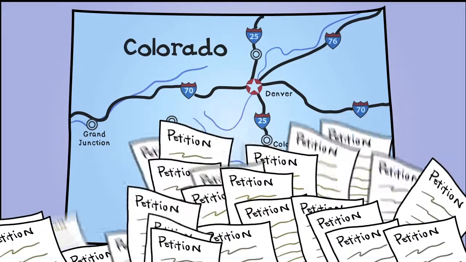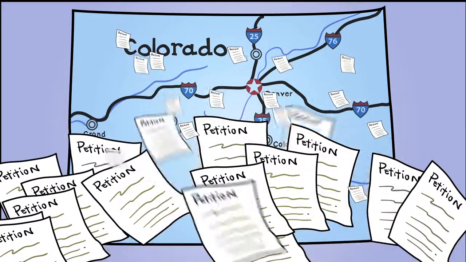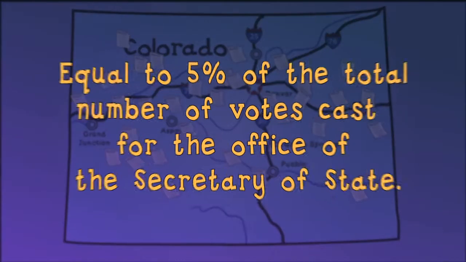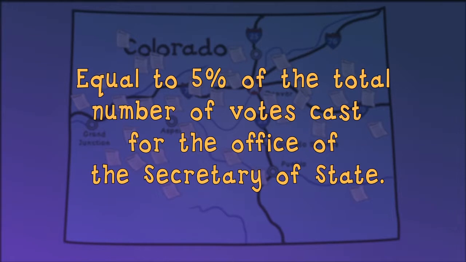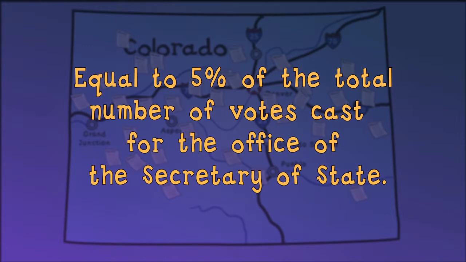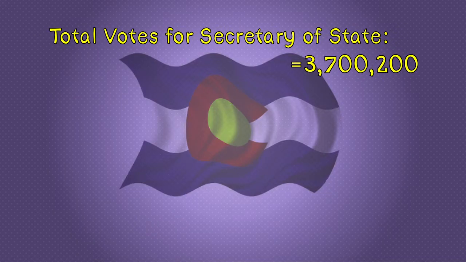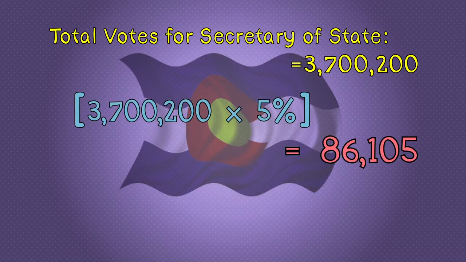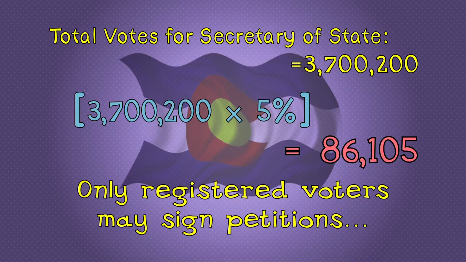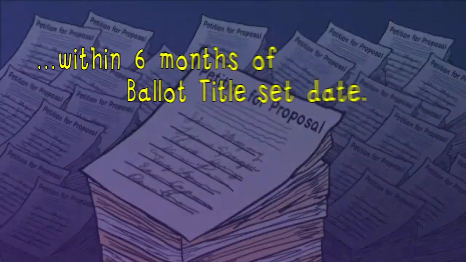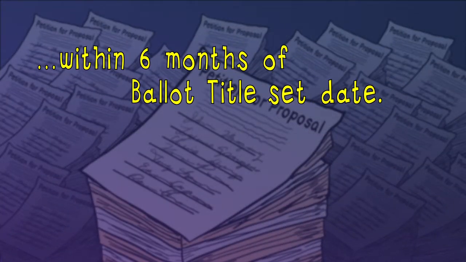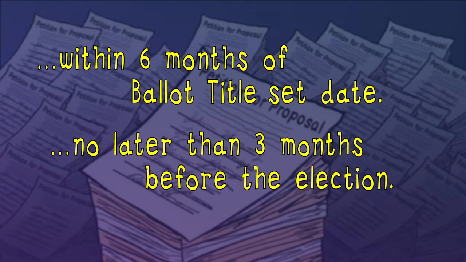Petitions may now be printed and circulated throughout the state to obtain the required number of signatures, which is equal to 5% of the total number of votes cast for the office of Secretary of State at the most recent election. For example, as of 2012, 86,105 valid signatures are required for a proposal to move forward. Only registered Colorado voters may sign petitions. Signed petitions must be submitted to the Secretary of State within 6 months from the date that the ballot title was set, and no later than 3 months before the election.